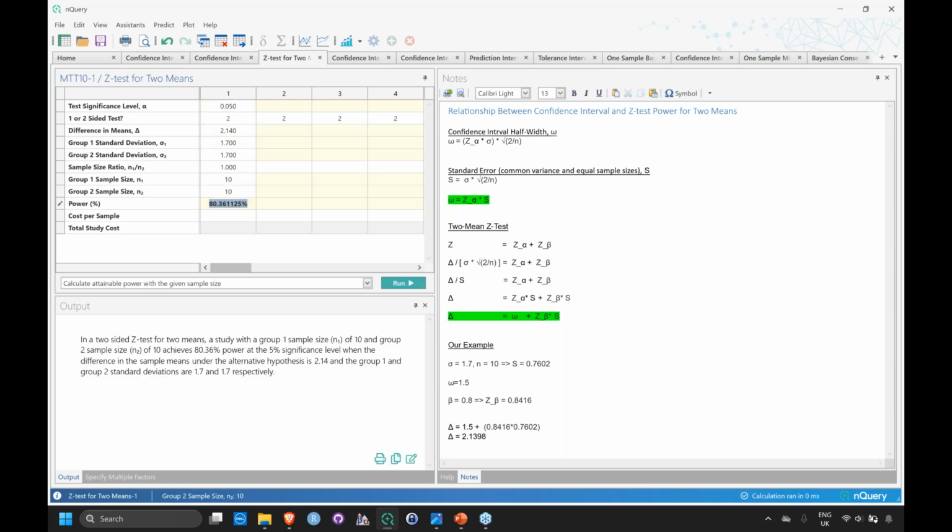And there you go, we see that the 80% power is confirmed. So I hope this has helped to demonstrate how these two procedures can be intrinsically linked. So this was the two means case, but I also just want to briefly show you a one proportion example.